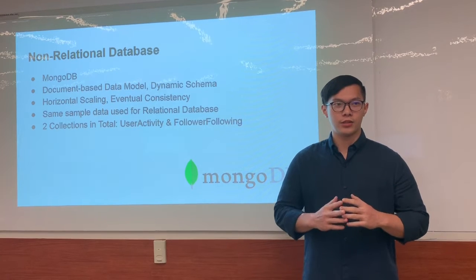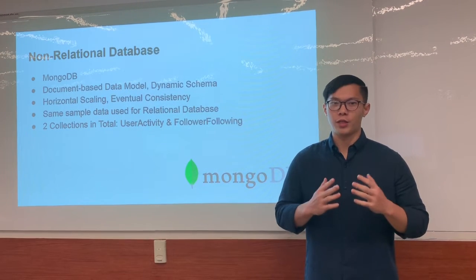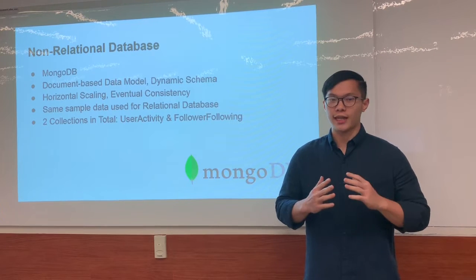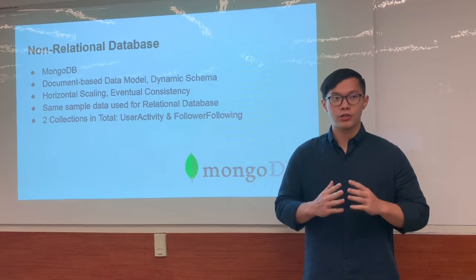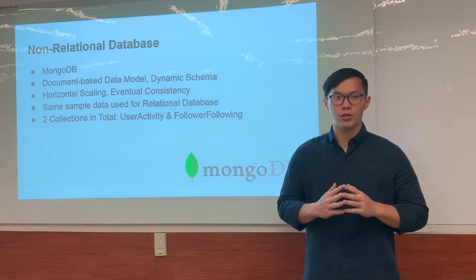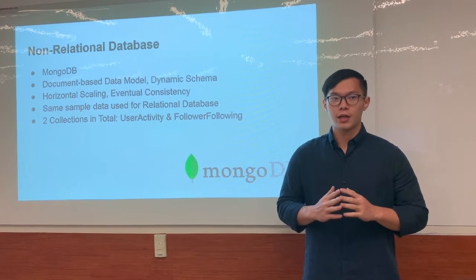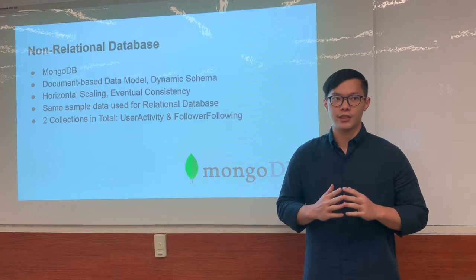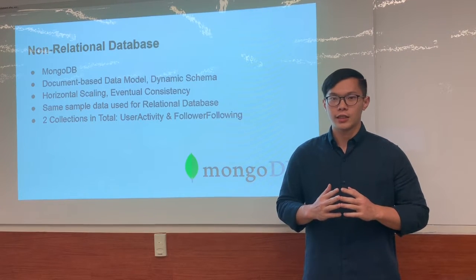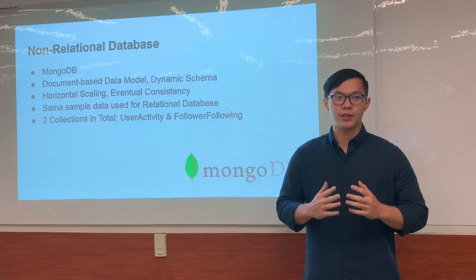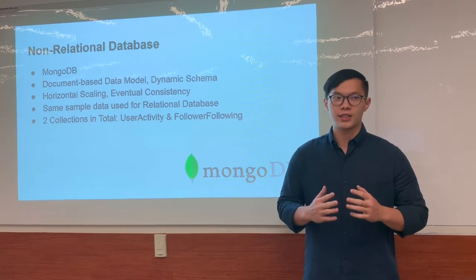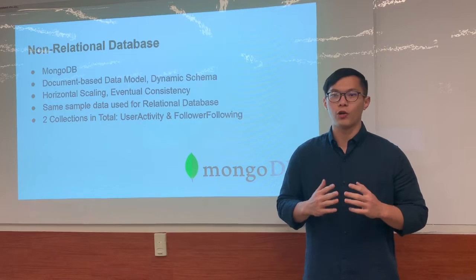MongoDB was selected as the non-relational database solution for MHL. MongoDB uses a document-based data model and supports a dynamic schema. It can scale horizontally, and unlike MySQL, which offers strong consistency, MongoDB offers eventual consistency, as consistency is sacrificed in favor of lower latency. In our project, the same set of sample data is used for both MySQL and MongoDB. Two collections are used, user activity and follower following.